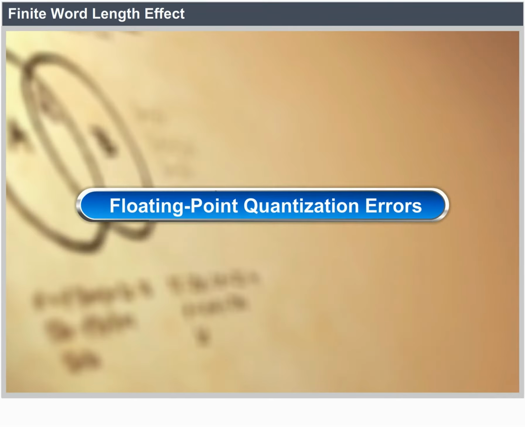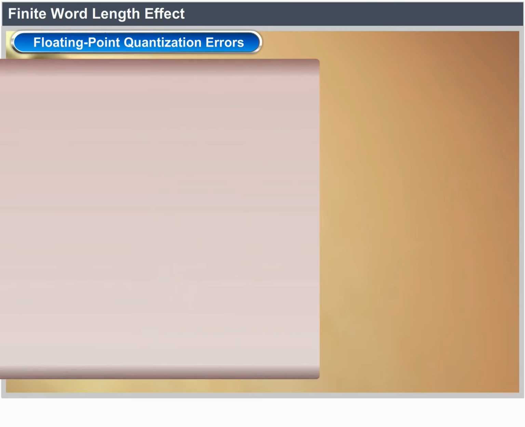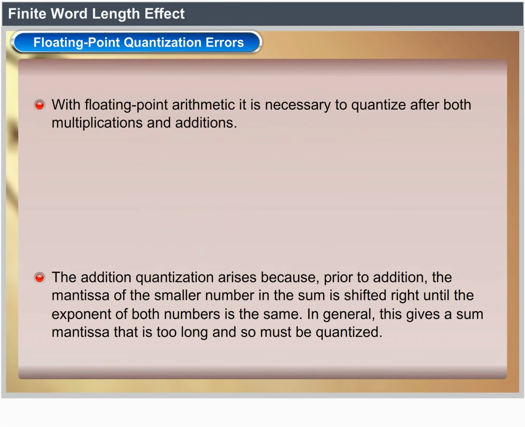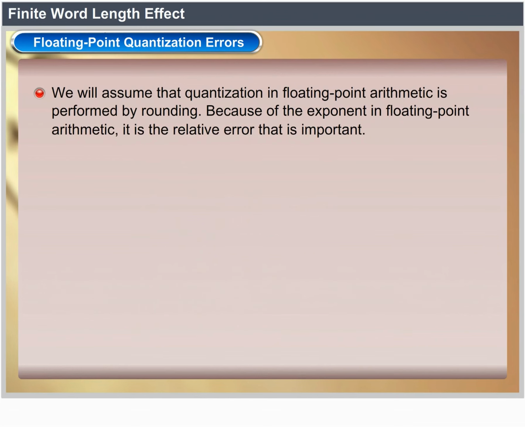Floating point quantization errors. With floating point arithmetic, it is necessary to quantize after both multiplications and additions. The addition quantization arises because prior to addition, the mantissa of the smaller number in the sum is shifted right until the exponent of both numbers is the same. In general, this gives a sum mantissa that is too long and so must be quantized. We will assume that quantization in floating point arithmetic is performed by rounding.